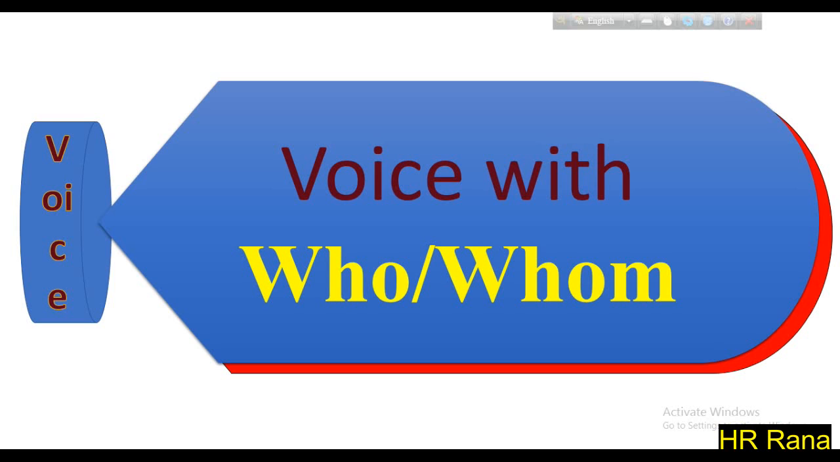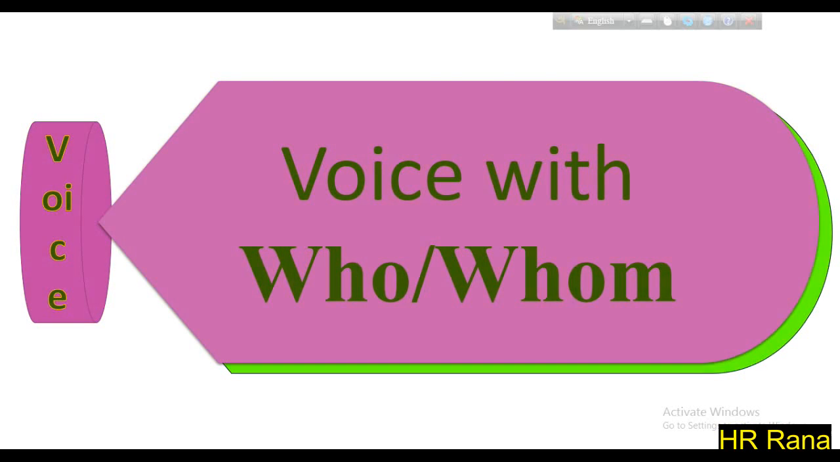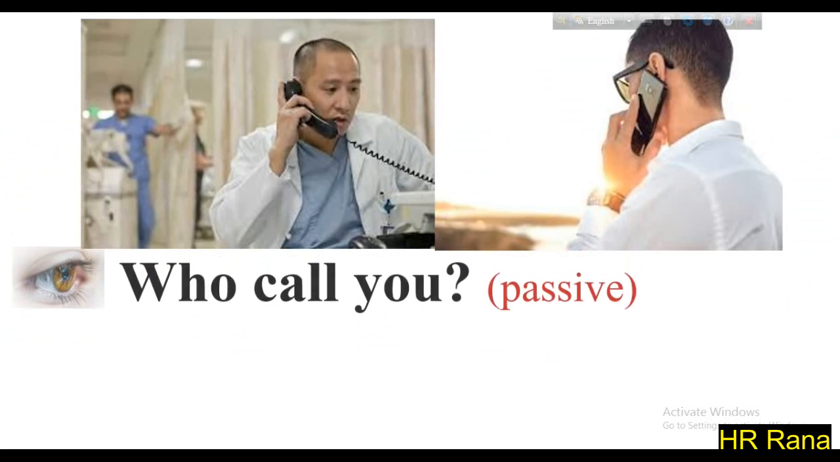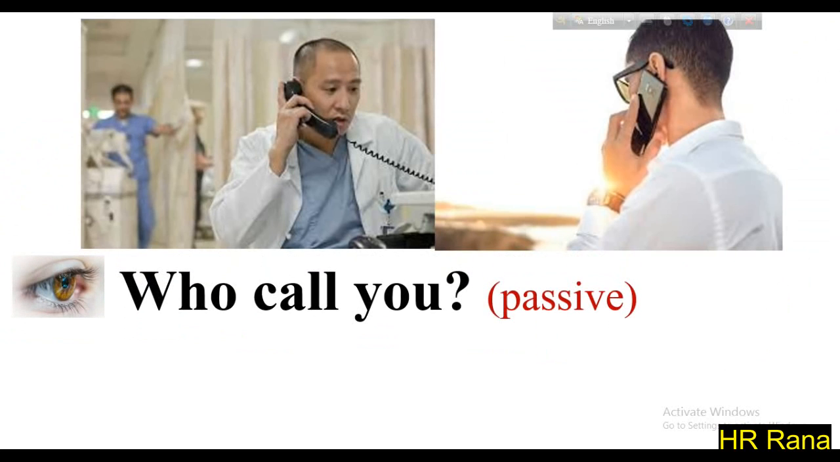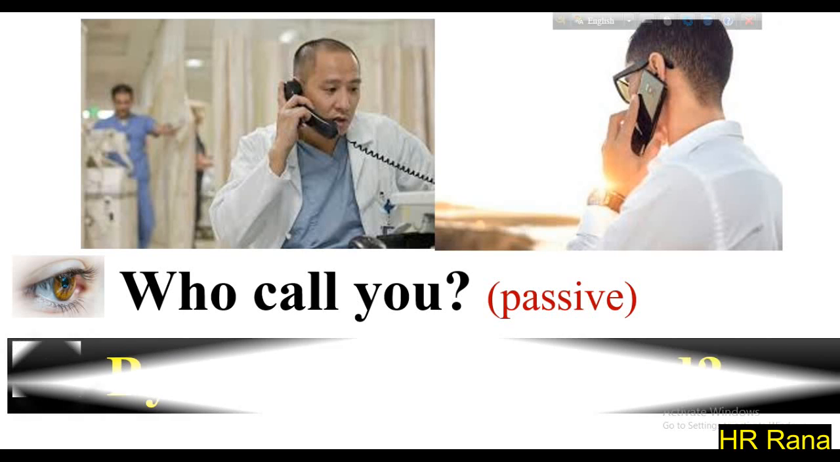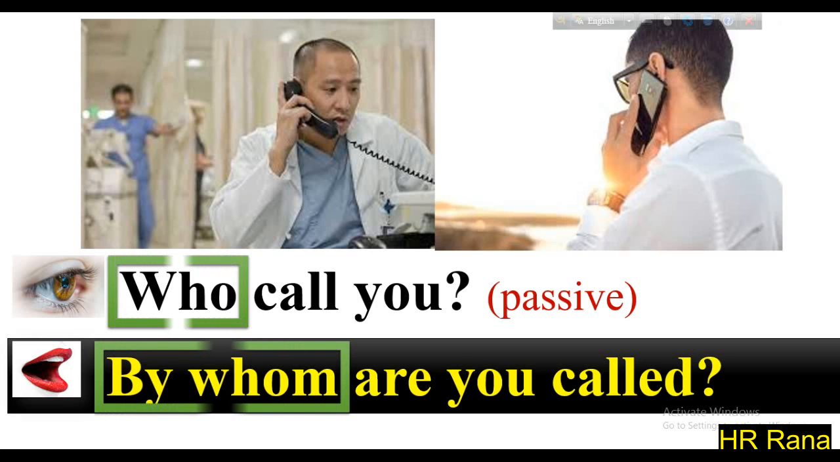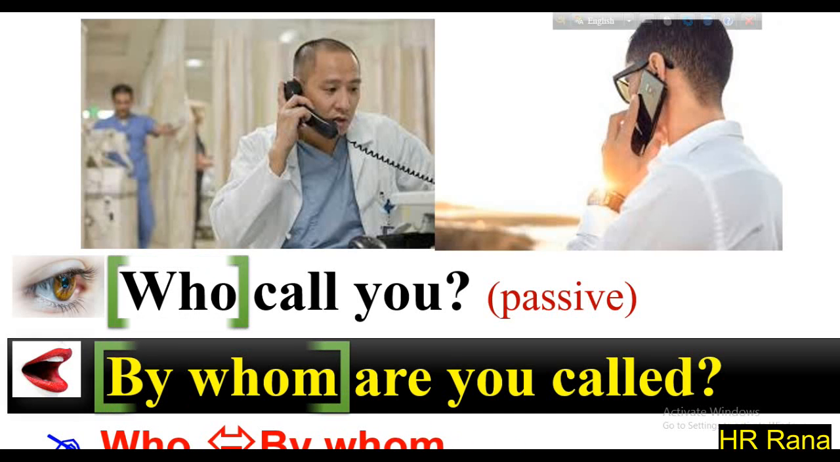Okay, now voice with WH questions, who and whom. Okay, look carefully. Someone is calling. Question: Who calls you? My dear students, if you find who at the beginning, you will write by whom at first. Okay, then the be verb, then the object will be the subject and the past participle form of the verb. So just a note, who will be by whom.